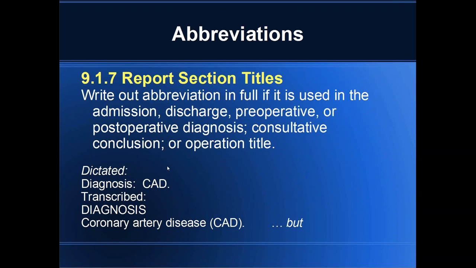I keep clicking, I'm sorry. So as you can see here, what was dictated is diagnosis CAD. What should be transcribed is diagnosis coronary artery disease. And what they suggest, of course, in the absence of account preference or facility preference, is that whenever an abbreviation is dictated and it requires that you expand it, as it does here, you expand it first and then put the abbreviation in brackets immediately after. They're referring to that as well in 9.1.6 in terms of first-time reference.